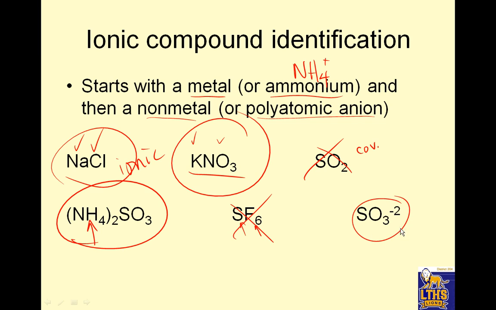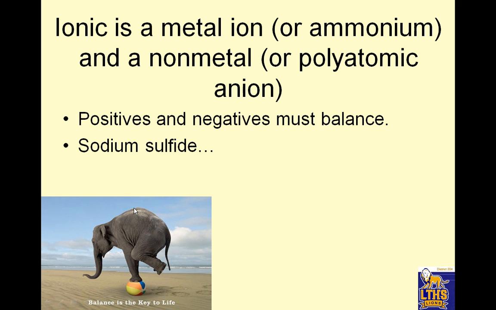This is a polyatomic ion because it's many atoms with a charge, so it's not ionic. Ionic compounds have to have a metal and a nonmetal, a metal and a polyatomic ion, or ammonium and a polyatomic ion. So ionic is a metal ion or ammonium and a nonmetal or polyatomic anion. Make sure you know that. Positives and negatives must cancel because compounds are neutral.